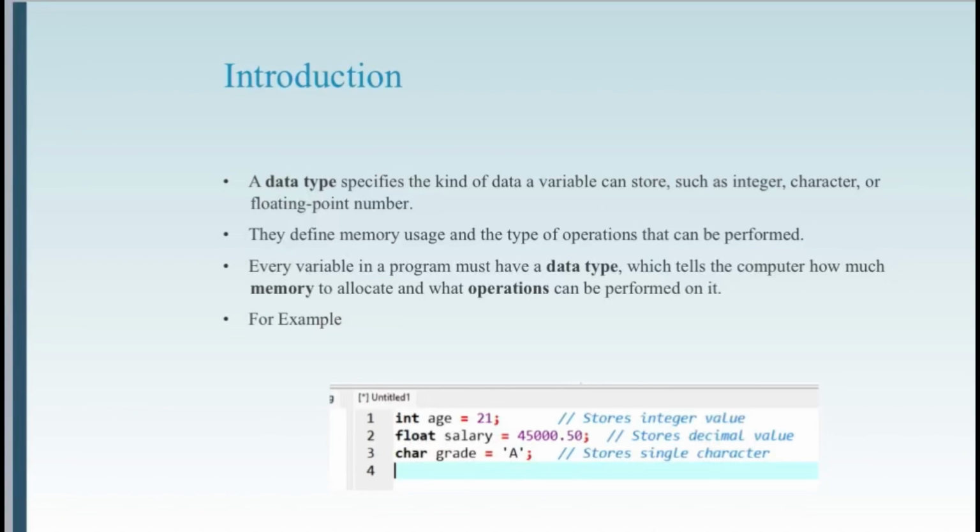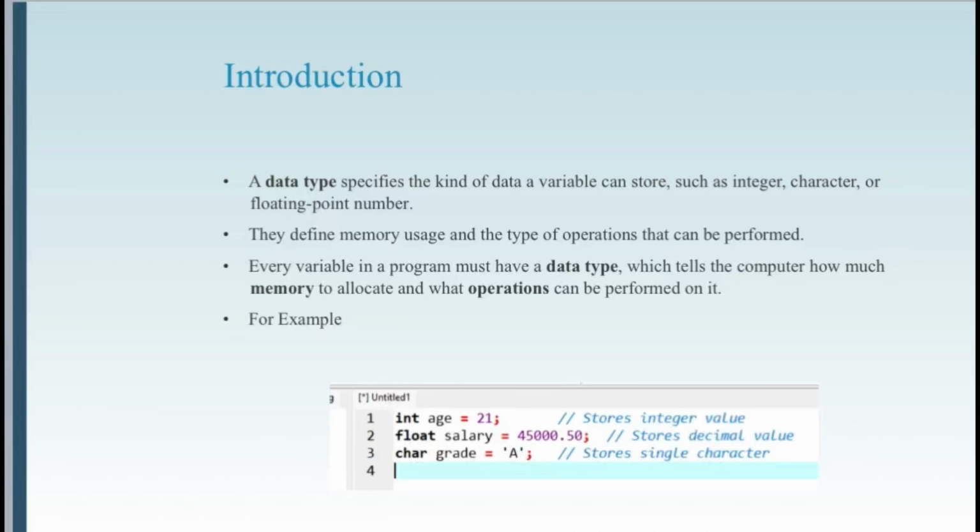Introduction of data type. A data type specifies the kind of data a variable can store, such as integer, character, or floating point number. They define memory usage, and the type of operations that can be performed. Every variable in a program must have a data type which tells the computer how much memory to allocate and what operations can be performed on it.